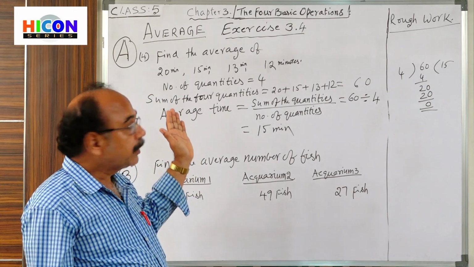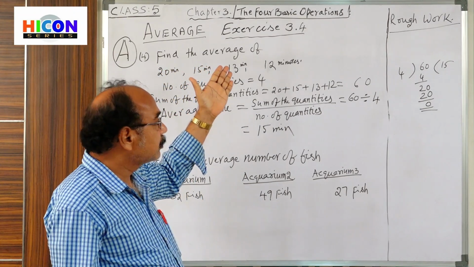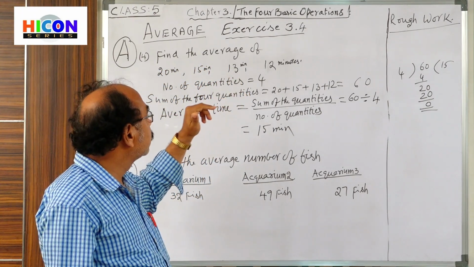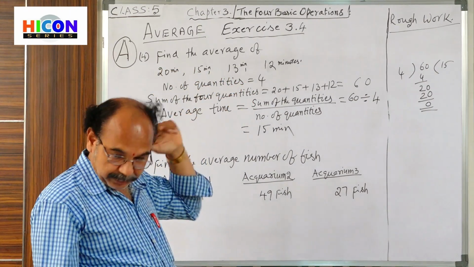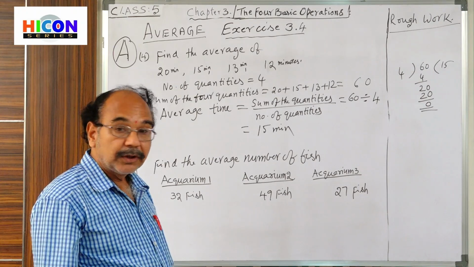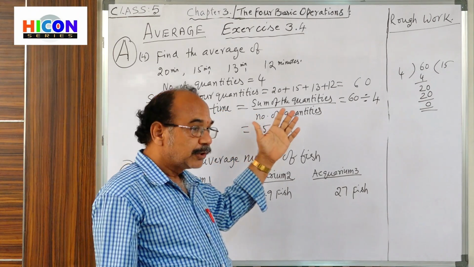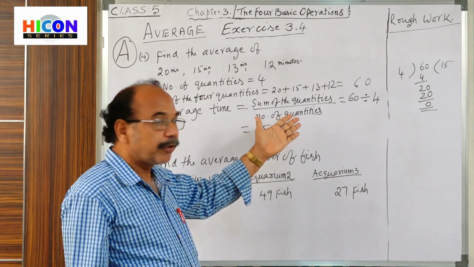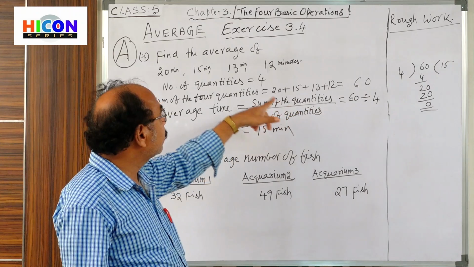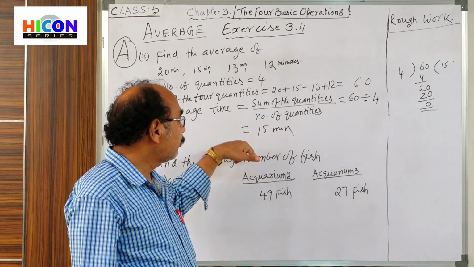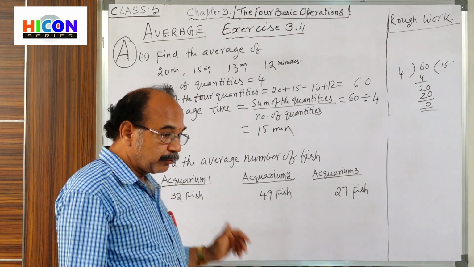So in the problem here he has given 4 quantities. The given quantities are in minutes. That's why here the 4 numbers were added, and we got 60. And according to the formula, average is the sum of the quantities divided by the number of quantities. That's why here the total is 60. The total is divided by 4. Then we get 15. That is that. Now come to this problem.